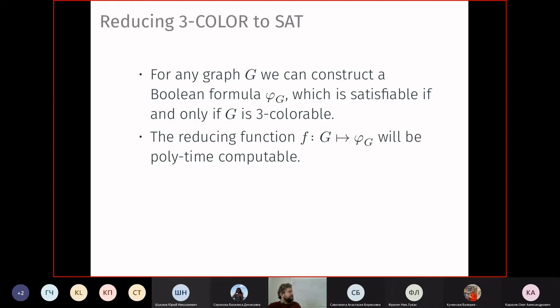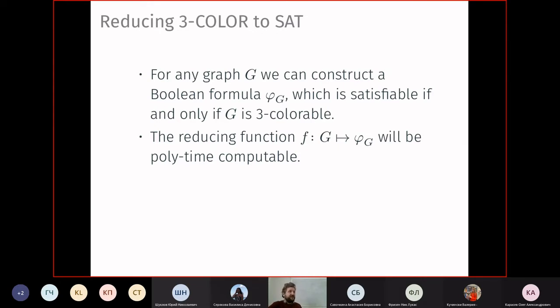So the reducing function from the graph to the Boolean formula should be polynomially computable, of course, because otherwise you can do the following. If you drop this restriction of polynomial computability, you can say, okay, we take the graph, we just solve the problem whether it is colorable or not. This problem is NP, so it is decidable. You can just do brute force. You can just try all possible colorings.